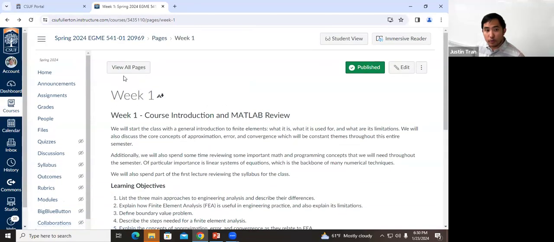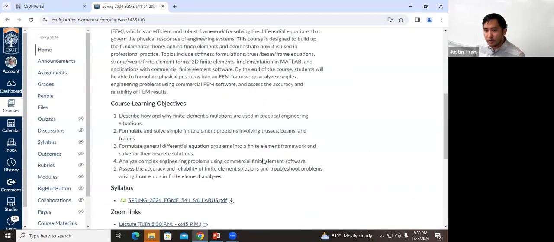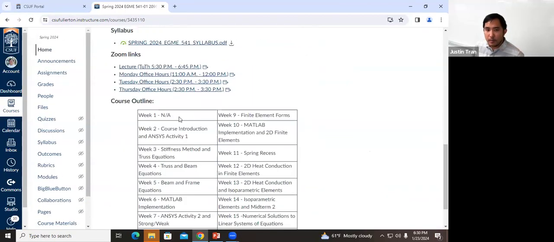Okay? Before each week, I try to get these pages up the Friday before the week. I wasn't able to do it for today just because I didn't know I was working today until 10 p.m. last night. But I should be able to get this page up tomorrow, and then the page for week two will be up by Friday this week.